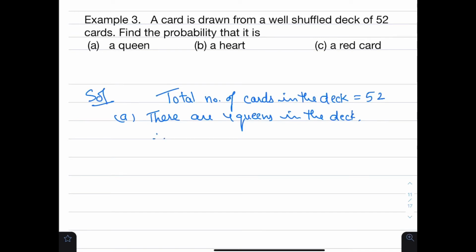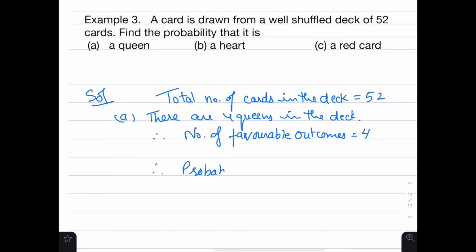Therefore, number of favorable outcomes equals 4, and therefore probability of a queen equals 4/52, which is equal to 1/13.